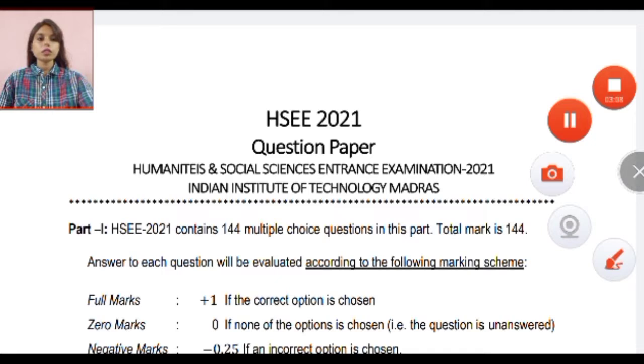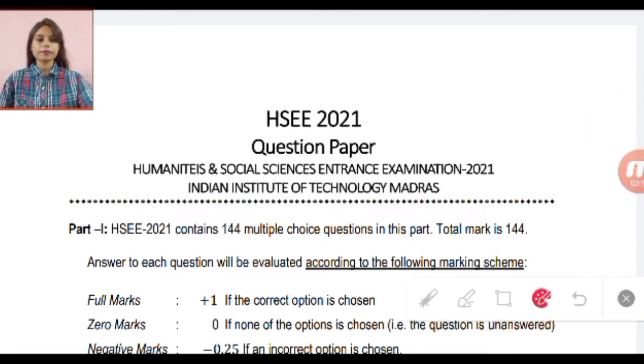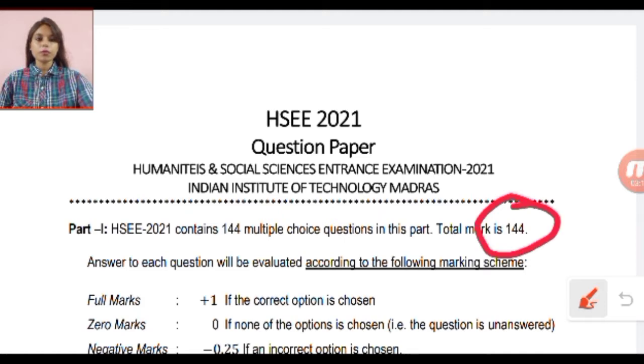Let me show you this portion, that is, here you can see 144 marks written and here also you can see 144 MCQs written. So for 144 MCQs you are getting 144 marks. So in simple words we can say that each of these questions is carrying 1 mark. Okay, let us go back to the discussion.